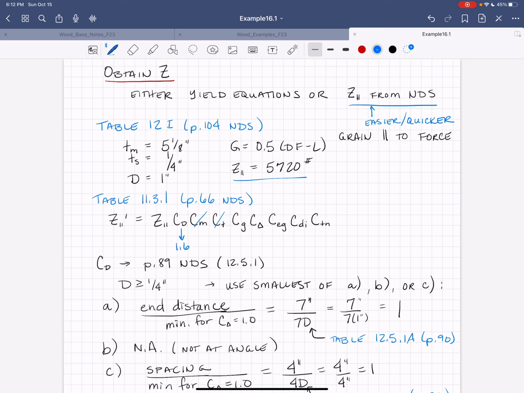First thing we're going to do, so with wood, we either have Z, which is the bearing type failures, or we have the withdrawal failures where they pull out. They're a pull out rather than a shear type failure. So these are the shear bearing type failures. So you have two choices. You can use the yield equations that are in NDS.